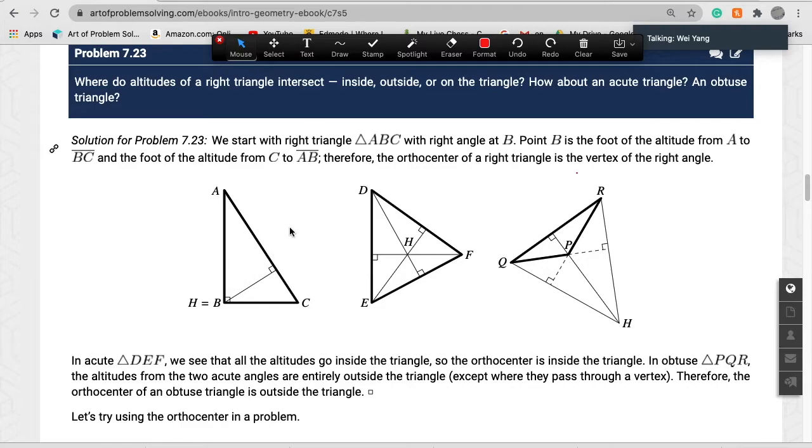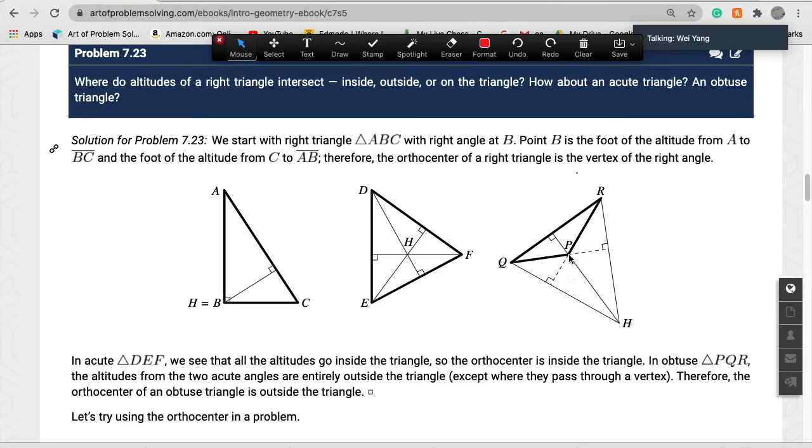Now for an acute triangle, these three altitudes will intersect inside of this triangle. You can see here, right? This point H.